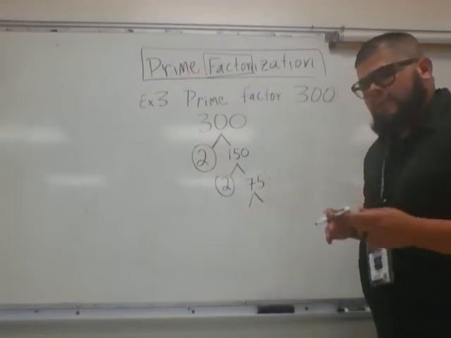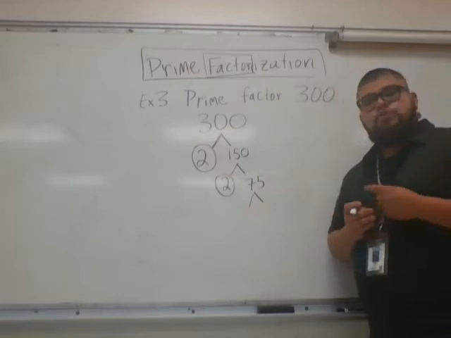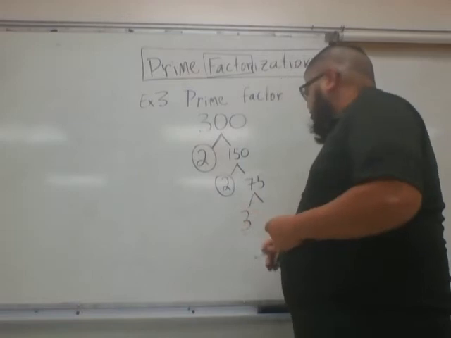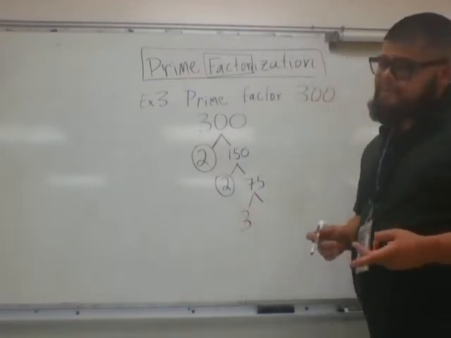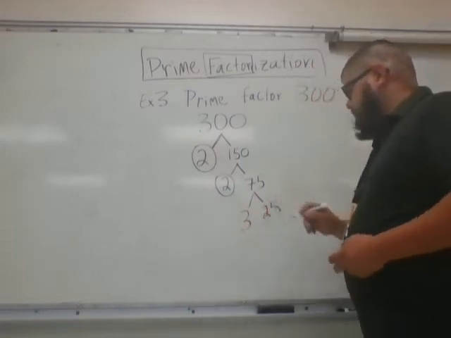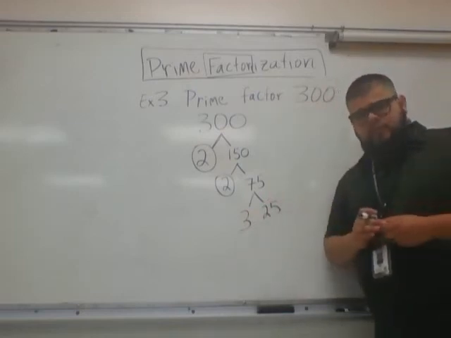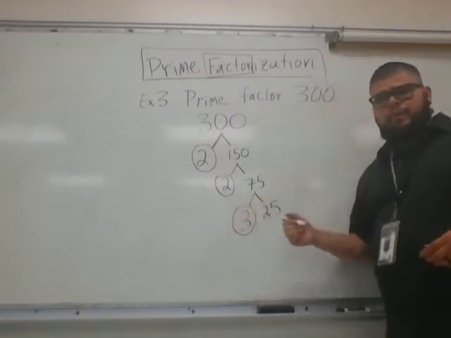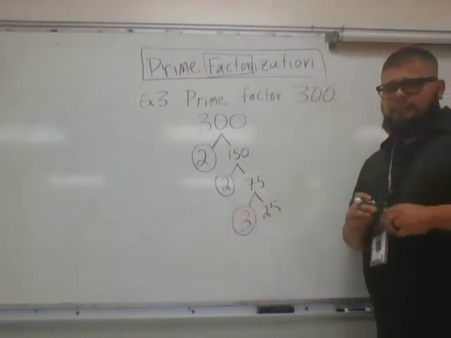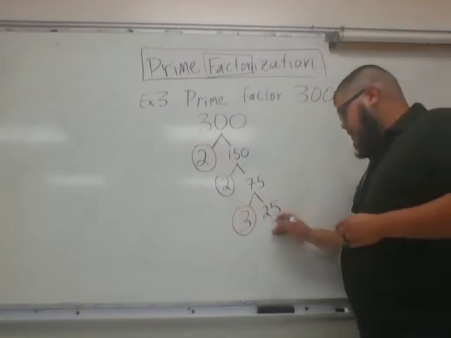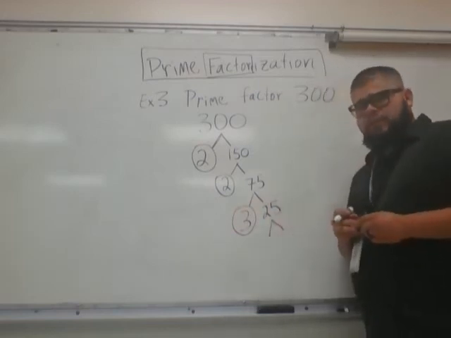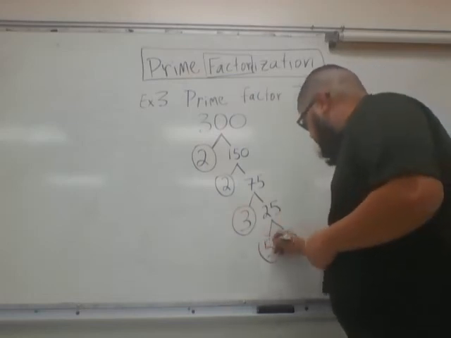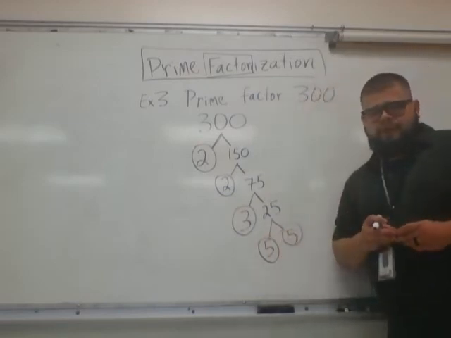So for 75, we think of quarters. At least I do. You should too. And so we know that 3 times what? 25 is equal to 75 because we can think of quarters, right? And then 3 is prime, so we'll circle it. Is 25 prime? Can we break it down anymore? 25 is not prime. We can still break it down, right? It's composite. So we're going to go ahead and break it down into what times what? 5 times 5. 5 is prime, so we circle it.